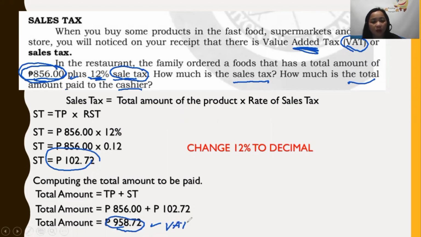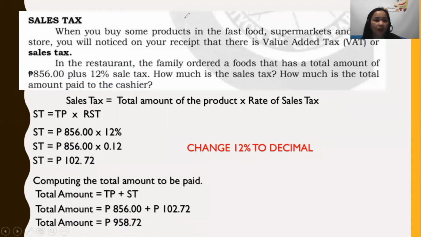Makikita nyo na sa resibo yung salitang VAT kasi meron siyang VAT na 12%. Kaya akala nyo bakit naging 900 yung 856 nyo kasi dun sa inyong resibo may nakalagay na VAT o yung tinatawag nating value-added tax. Kaya nga added tax, dinadagdag ito sa inyong pinurchase na product. Now, let's proceed to, that is sales tax.